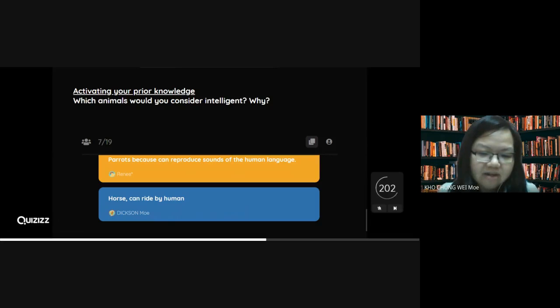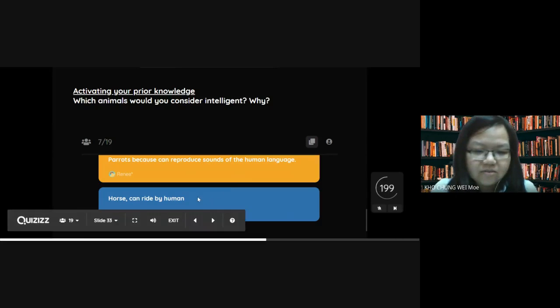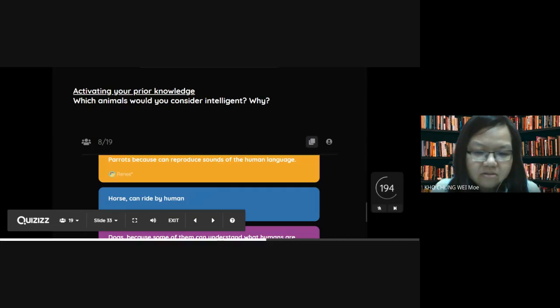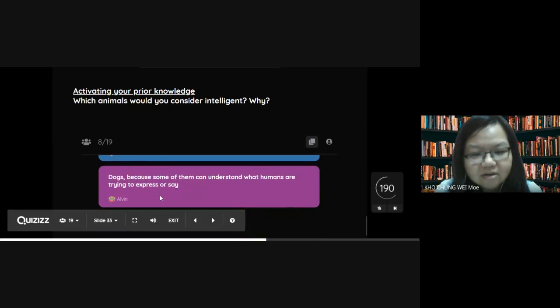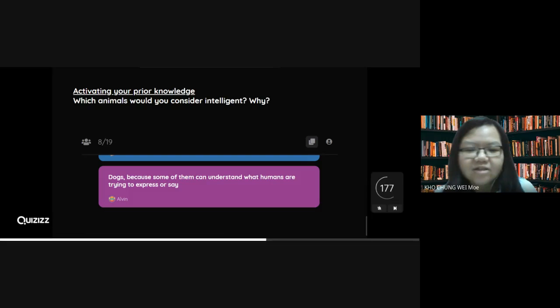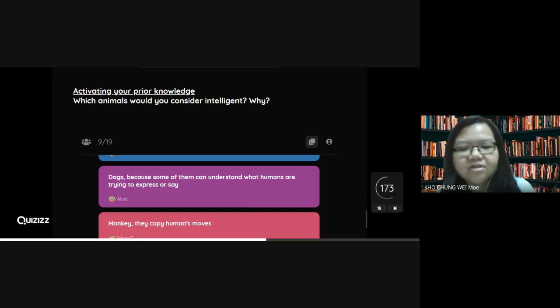The word ride here is not correctly used. It should be, it can be ridden by human. A human can ride it. Okay, so horse is intelligent. Elvin said dogs, because some of them can understand what humans are trying to express or say. That's very true, Elvin, just like my dogs. My dogs actually listen to me. If I ask them to come into the house, they will come into the house. All right, if I ask them to stop barking, they will actually listen to my command and stop barking.